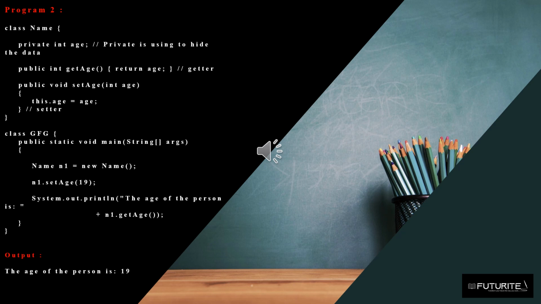Now here you have to understand one thing, that there is a setter, that is this. When you are declaring a variable as private in a class, and you use this, it signifies that the age variable belongs to this class, which is private only to this class, that is, the class name.